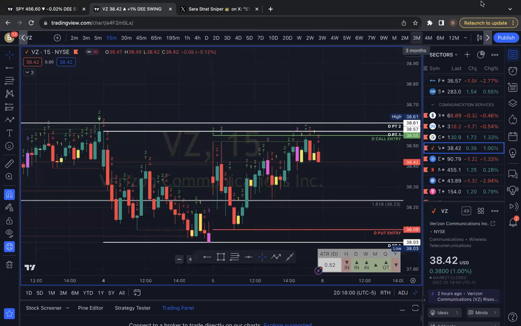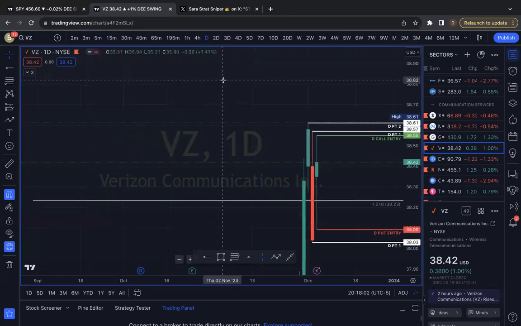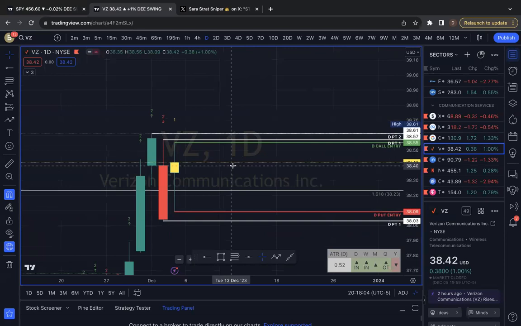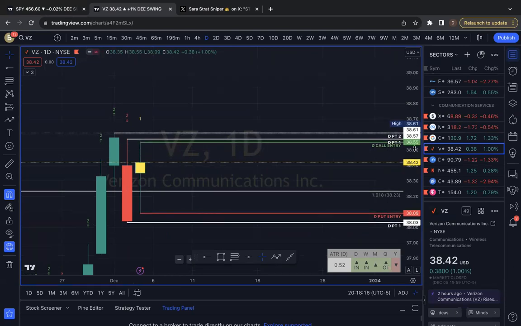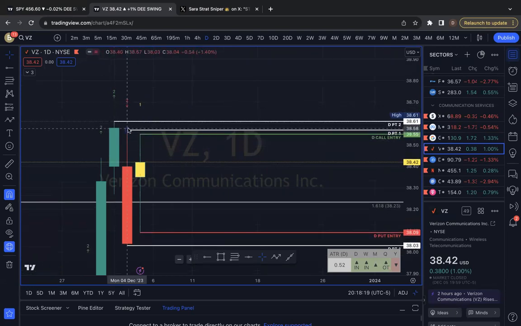So let me go back to the daily candle. Now that this inside candle has formed, we have a call entry and a put entry. The call entry is the high of this candle, of the inside candle. And then the price target is the candle to the left of it that's higher than this call entry. Okay, so that's daily PT1.